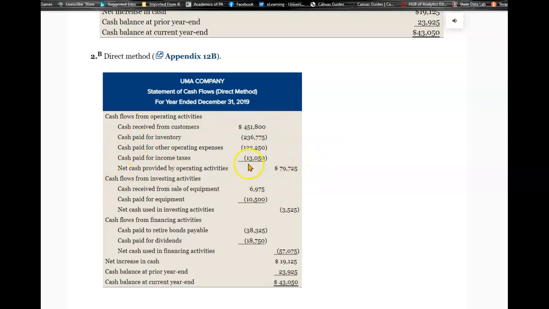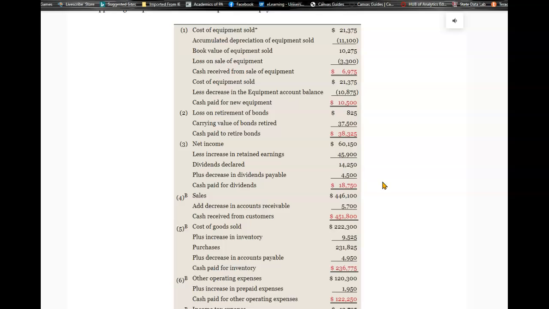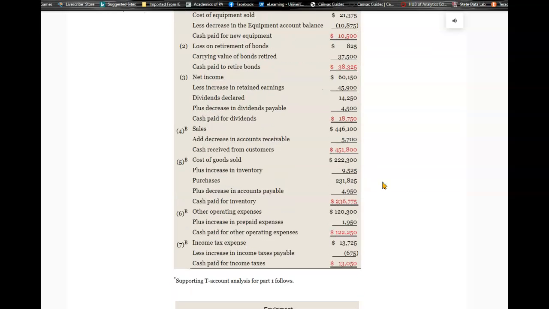But look, the net cash provided by operating activities is the same number we came up with using the indirect method. However, this method for showing it is a little more useful to end users, because rather than just adjustments to net income, we're actually seeing the cash figures, what cash went out and what cash came in. Now, how did they determine those numbers? We'll just look at it real briefly, but I'm not going to hold you to it.